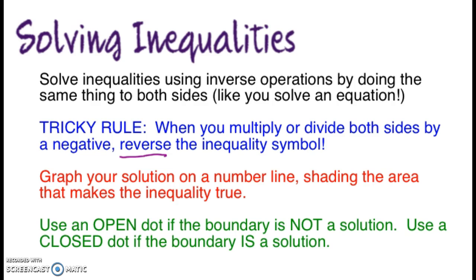You're going to graph your solution on a number line, and you're going to shade the area that makes the inequality true. And just like before, you're going to use an open dot if the boundary is not a solution, because that's not shaded in, so that's not true. Use a closed dot if it is a solution, because that's shading it in, it is true.